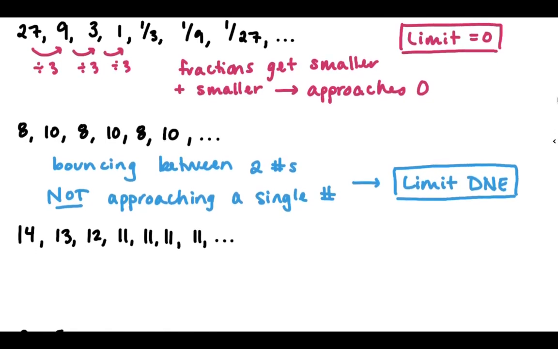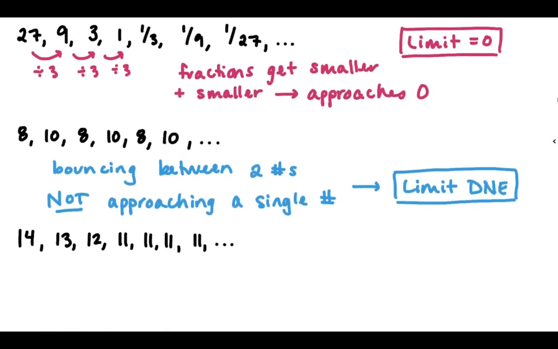Okay, next sequence, 14, 13, 12, 11, 11, 11, 11. Right here we see that the terms stop changing. This is basically the easiest case for a limit. If the terms stop changing, your long-term value is really obvious, right? The long-term value of the sequence is just 11. It's going to be 11 forever. So our limit is 11.